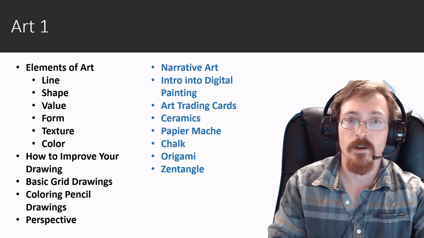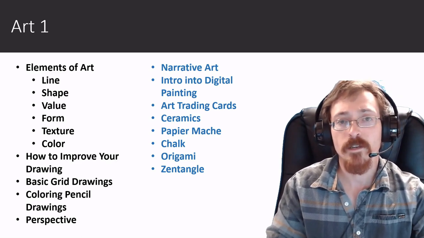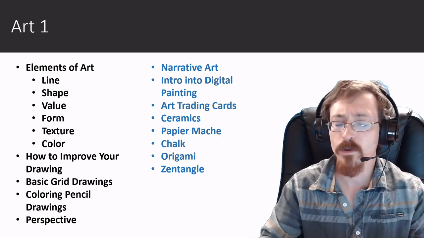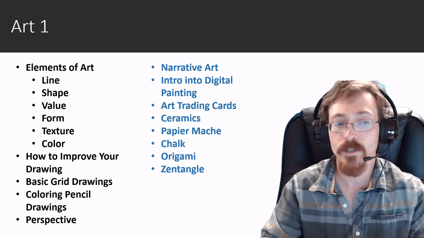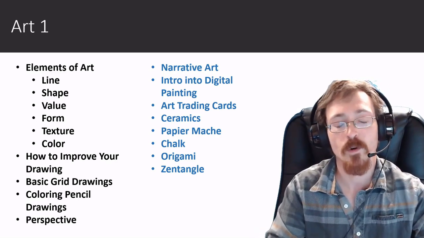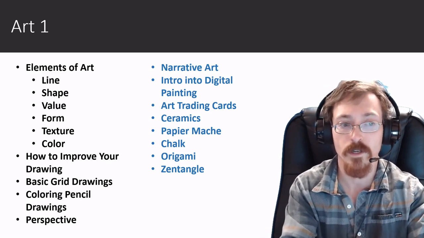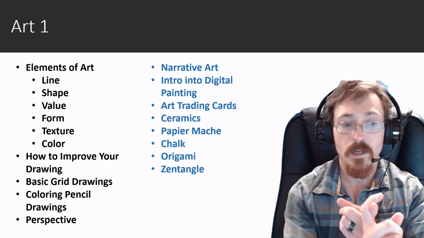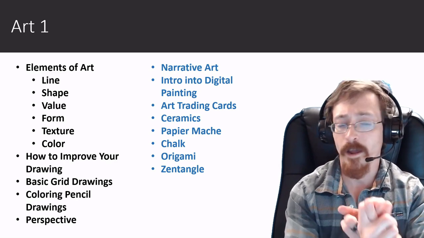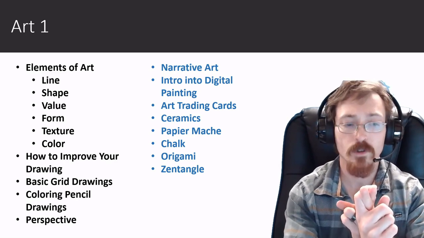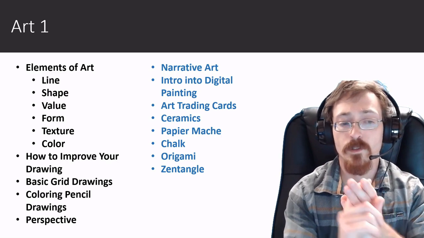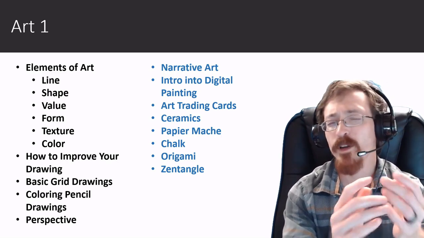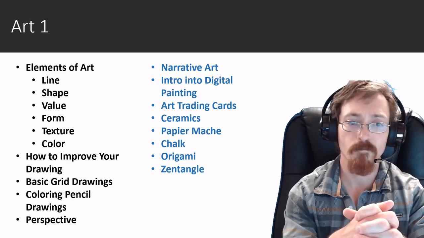We're going to start at Art 1, and Art 1 is what I teach more like a 6th grade level, or if you are in high school, you could think of this as a freshman level or an introduction into art. So, Art 1, it's the elements of art. Then we go into how you can improve your drawing, so basic drawing skills. Then we go into grid drawings, colored pencil, perspective, and we also cover painting in there as well.